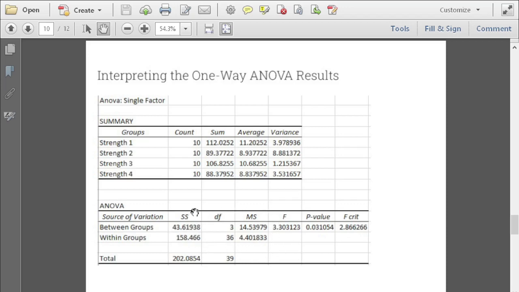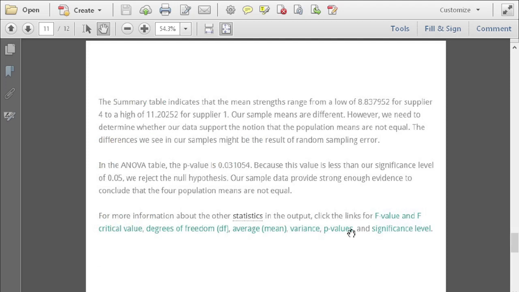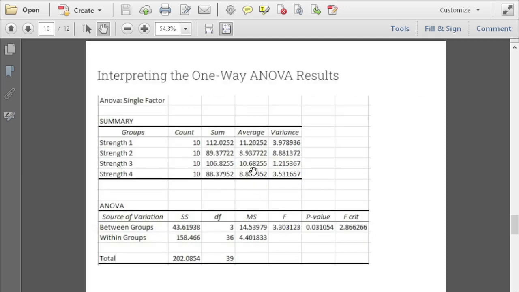Actually, these values are just going to be used to obtain the F, which is needed to obtain the p-value. Okay, this F critical was obtained using the level of significance. So the summary table indicates that the mean strength ranges from a low of 83794 for supplier four to high suppliers. So what it says here is the mean. You can see that in the first table in here.